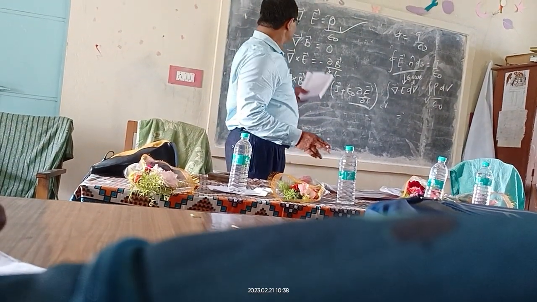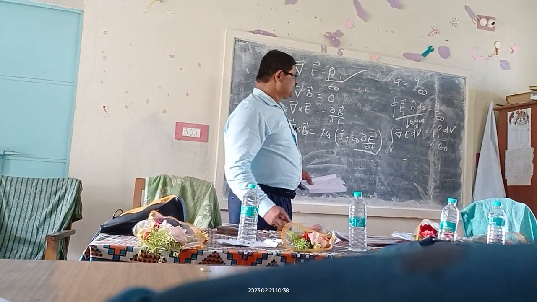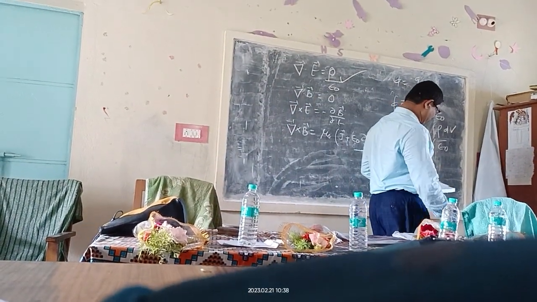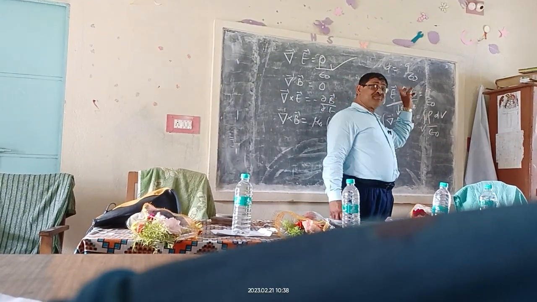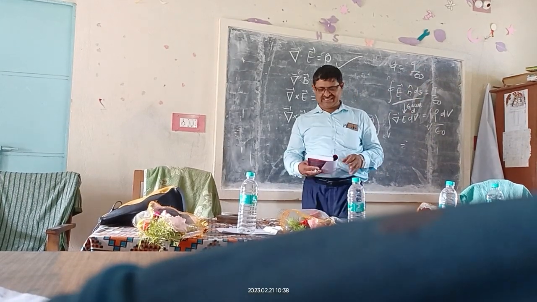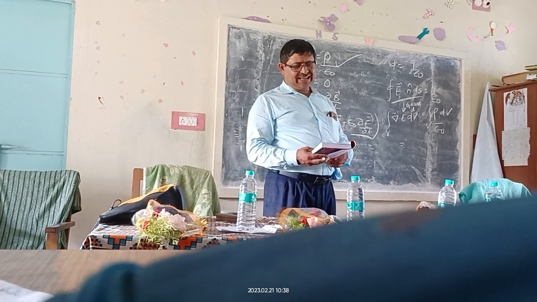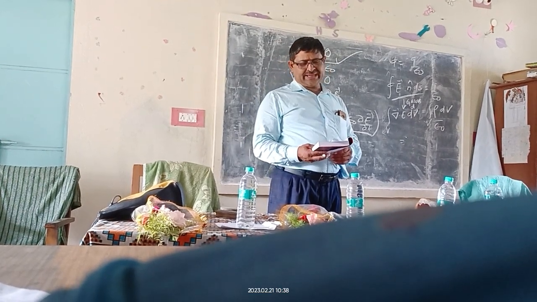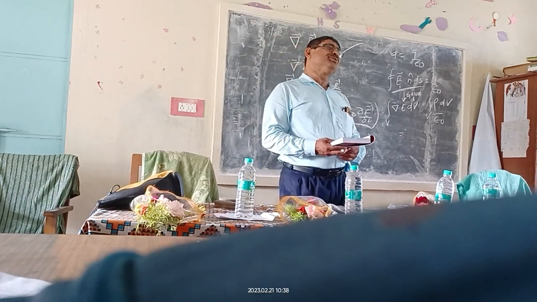Second law: del dot B is equal to 0. Nothing new, just replace electric field by magnetic field. What you have to do is replace electric field by magnetic field, using the Gauss law of magnetostatics.